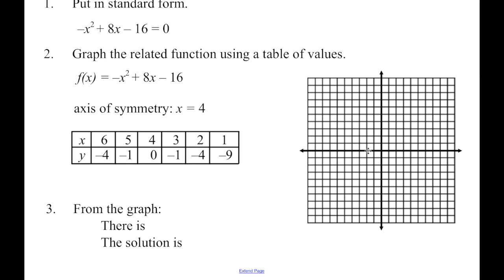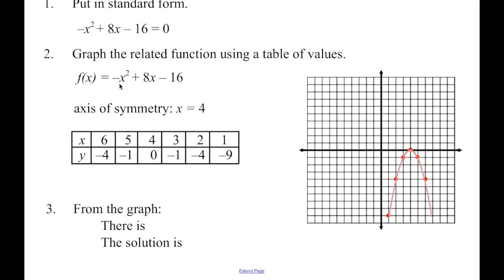So if I go ahead and graph those points, if I plot those points, it opens downward. Remember, if there's a negative in front of your quadratic term, it opens down. You can see I have my vertex here at 4, 0. And so that is the only place that it crosses the x-axis. So there is only one 0, and that 0, or the solution, is x equal 4. Okay?